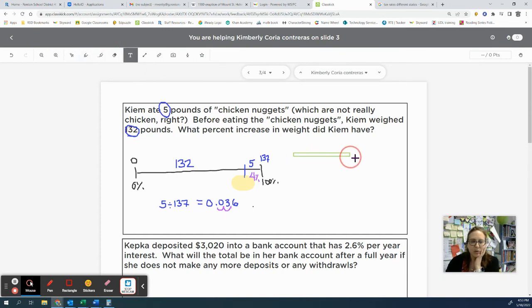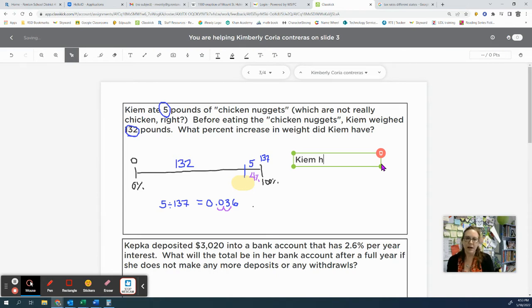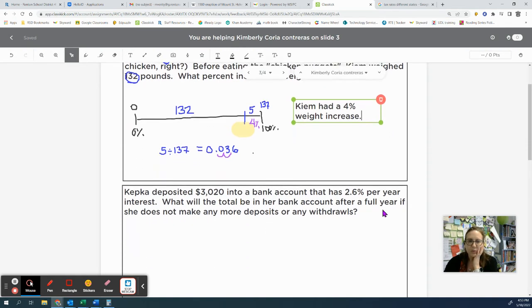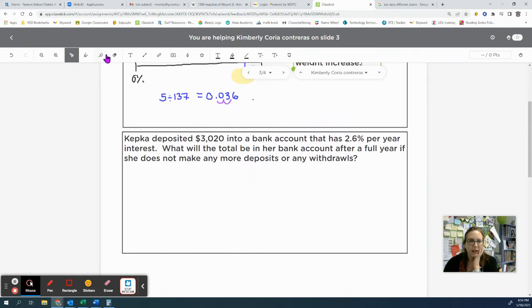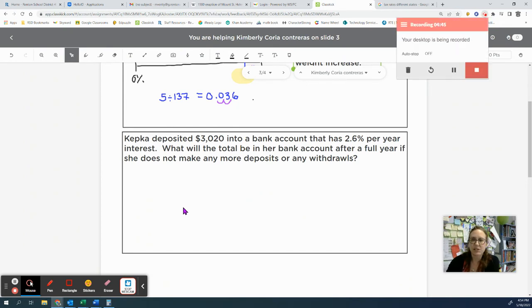So I showed the work. Now I need to answer the question. I also have the other part, or the model. Kim had a 4% weight increase. The next one, go ahead and solve it and answer the questions that I have for you.